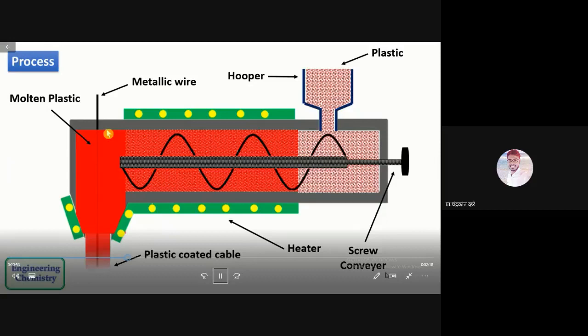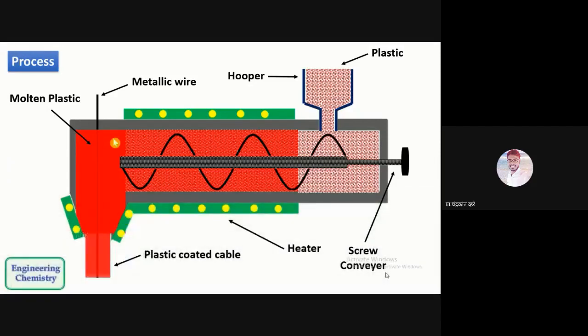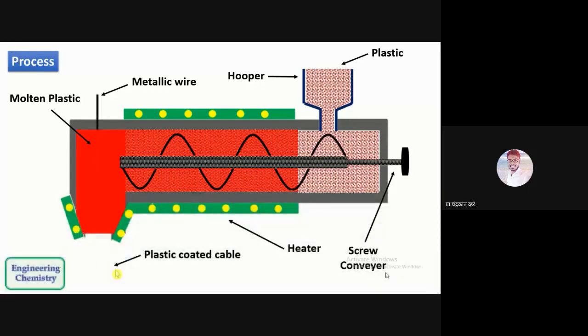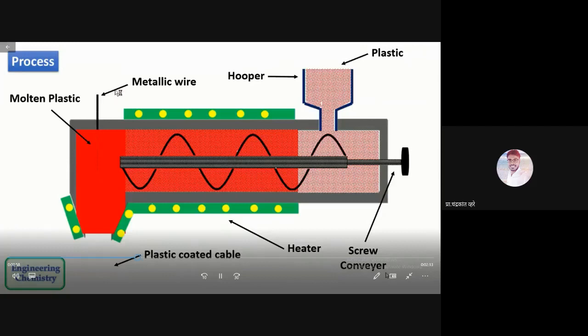And see the major application. Industry inserts the wire from one side through the die. Here there will be a die, and on the other side you will get an insulated wire. It operates like this: the metallic wire is passed through the molten plastic material. That's it, simple. Here you will get a plastic coated cable. We insert the metallic wire through the die into the molten plastic material, and here we get the plastic coated cable. So it is not difficult.